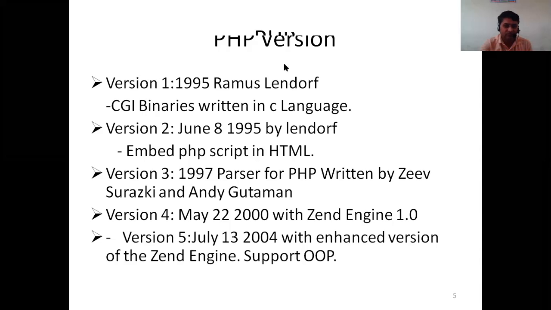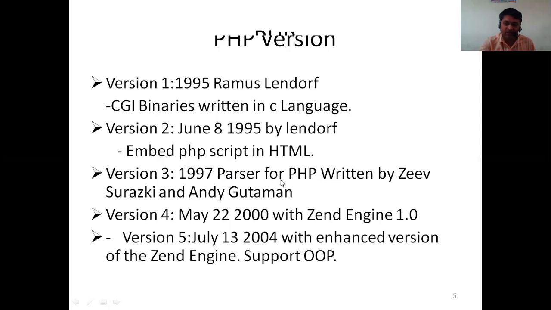PHP versions. There are a number of versions. Version one was introduced in 1995 by Rasmus Lerdorf, the name of the scientist. This version is written in the C language, as a CGI binary. The next one, version 2, was introduced and developed in June 1995 by Lerdorf, the same scientist, and he embedded the PHP script in HTML. Okay, so remember this.